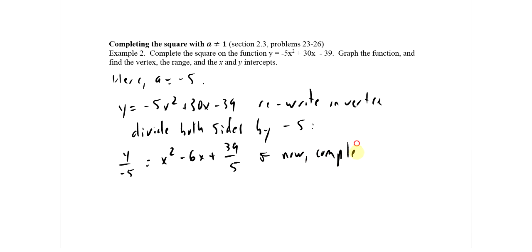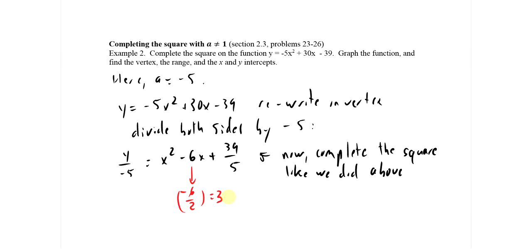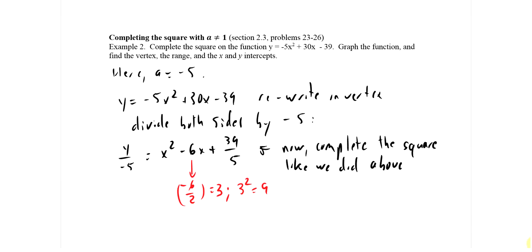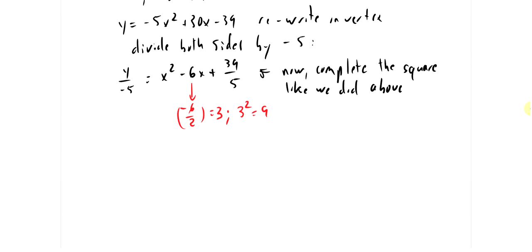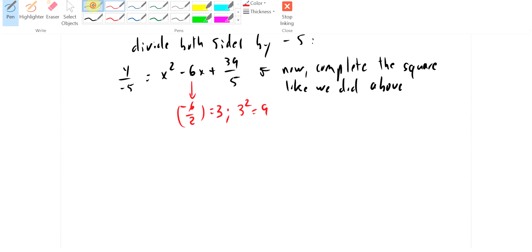Now we have on the right-hand side a quadratic expression, with the coefficient on the x squared being 1. And we can just complete the square like we did above. What that means is take the coefficient of x, cut it in half, and then square that. And so what does that make our equation?